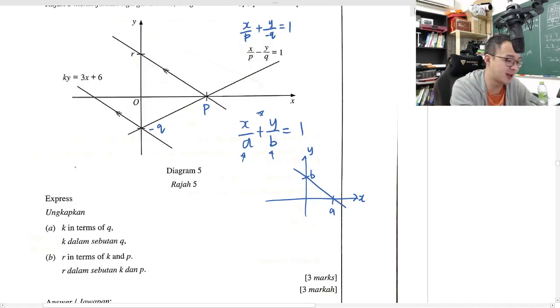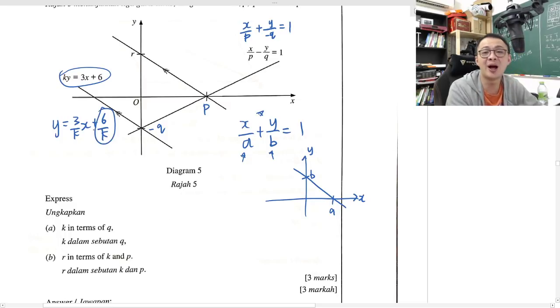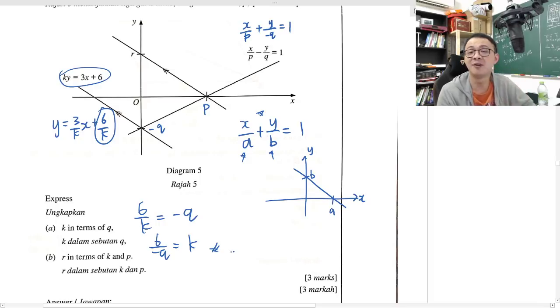y-intercept. So therefore, if I rearrange this equation into y equals mx plus c, it becomes y equals 3 over k x plus 6 over k, right? So c will be the y-intercept. So 6 over k equals negative q. Then 6 over negative q equals k. So this is k in terms of q.